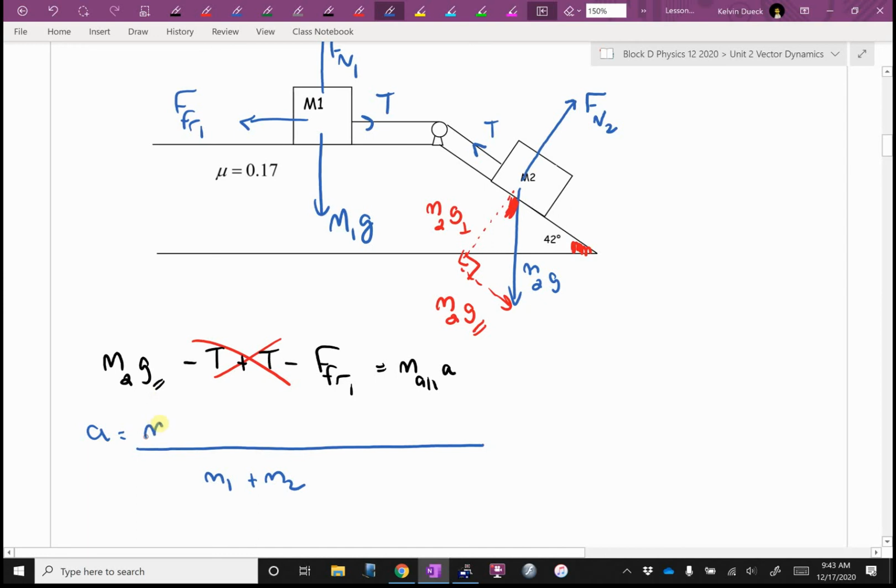So M2G sine theta minus friction. I don't know the normal force. Oh, but look. I don't know the force, same size as the normal force. Which one? Please don't say mg. Which one?